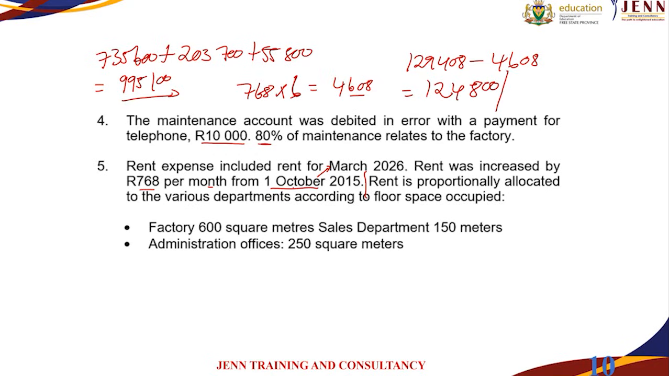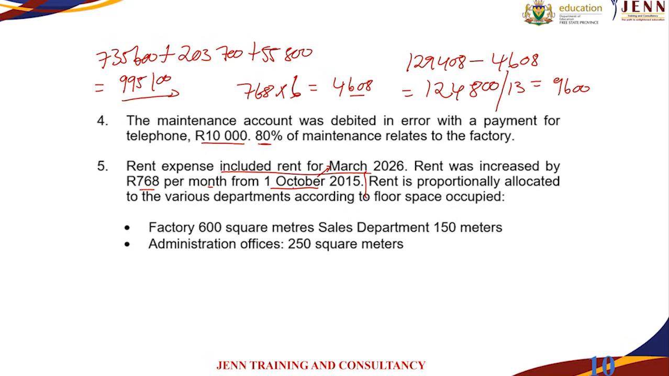Now this must be divided by 13. Why 13? Remember our financial year ends in February, and then it says here we include the rent for March. So meaning March will now add up to 13 months. So now we divide this by 13. This simply means our rent before it increases was 9,600.